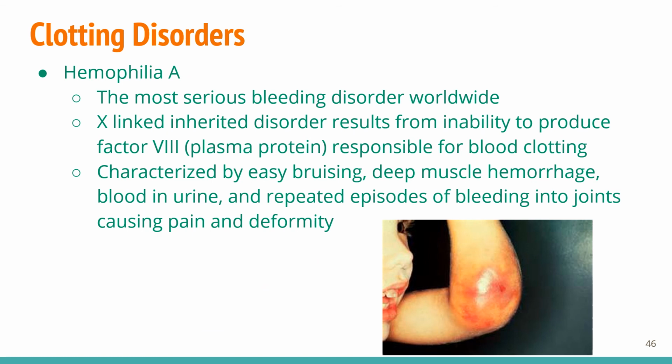Another type of disorder can be hemophilia A. It's considered a clotting disorder. It's the most serious bleeding disorder worldwide. It's an X-linked inherited disorder. It results from the inability to produce factor VIII, a plasma protein responsible for blood clotting. It's characterized by easy bruising, deep muscle hemorrhage, blood in the urine, repeated episodes of bleeding into the joints, causing pain and deformity. So you definitely don't want to give these people any blood thinners or aspirin.